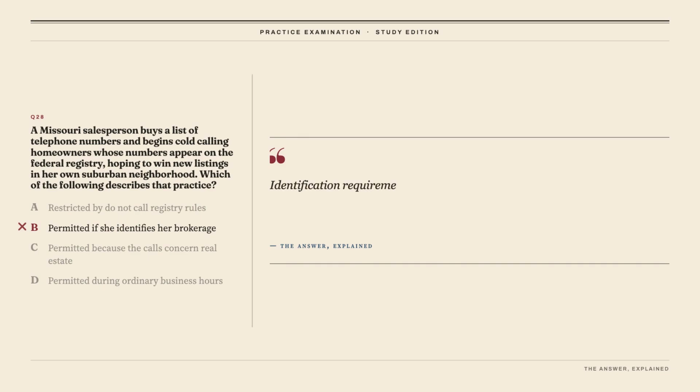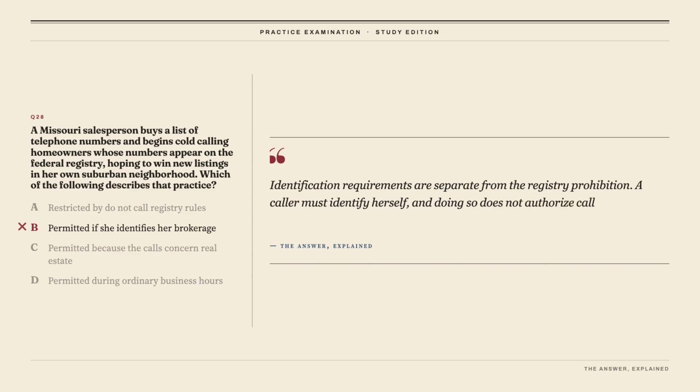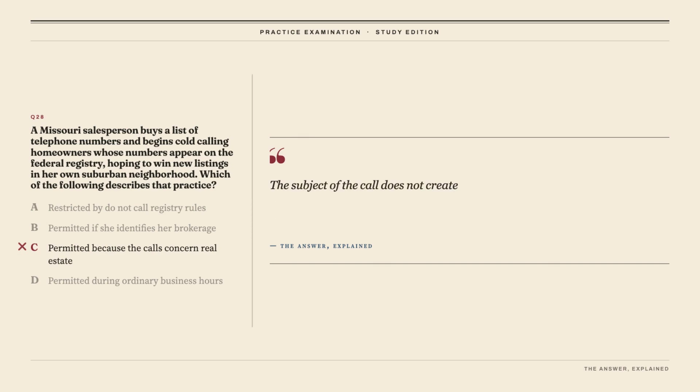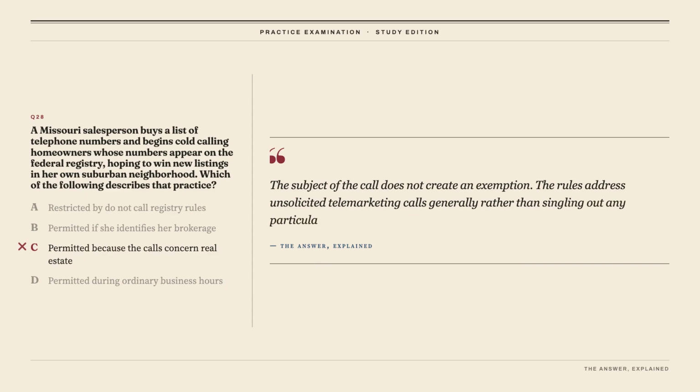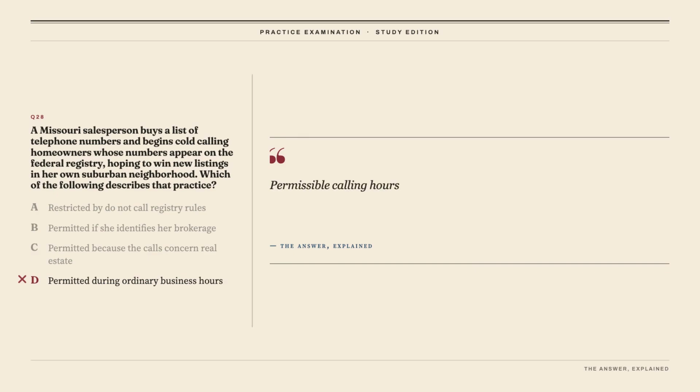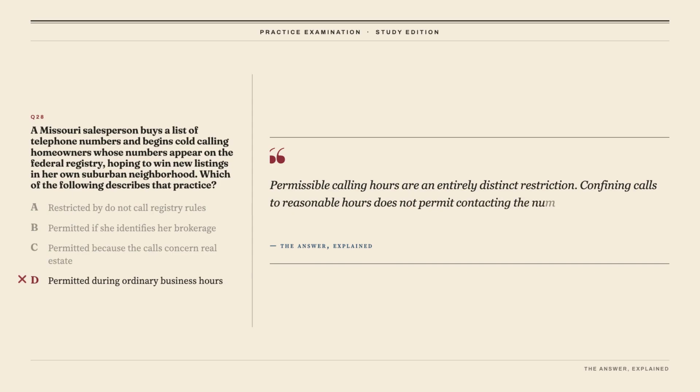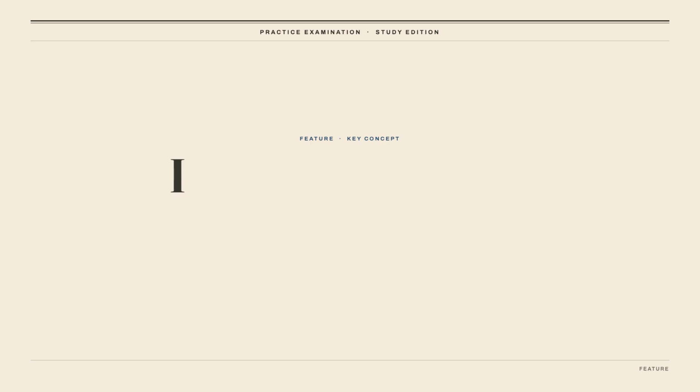B is wrong because identification requirements are separate from the registry prohibition. A caller must identify herself, and doing so does not authorize calling a registered number. C is wrong because the subject of the call does not create an exemption. The rules address unsolicited telemarketing calls generally rather than singling out any particular industry for special treatment. D is wrong because permissible calling hours are an entirely distinct restriction. Confining calls to reasonable hours does not permit contacting the numbers that the registry protects.